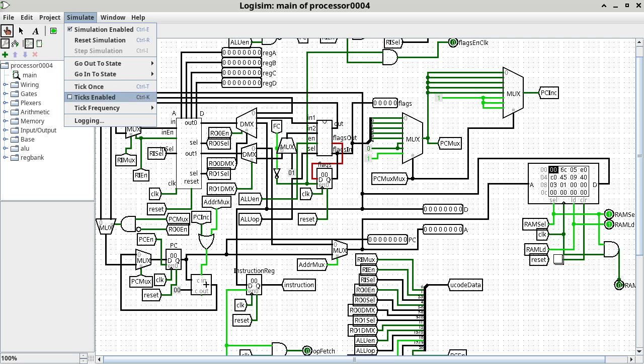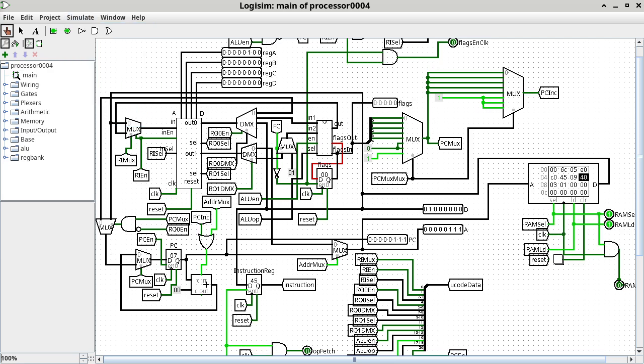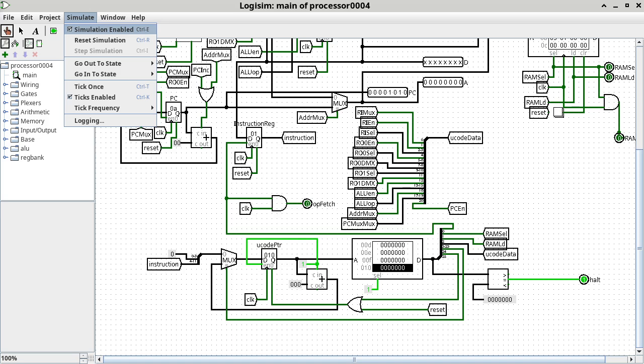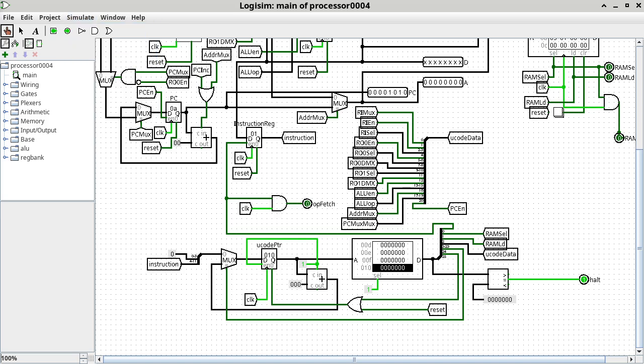So we go ticks enabled, and you can now see how it is running the program. This is a loop of some kind, so it's going to go through the loop a few times. And then after that, it goes to the halt instruction. And when everything is done, the halt pin would light up as a 1, and that means the program has concluded. So this is how you run the program. All right, so now we pause again. There we go. Turn off ticks.